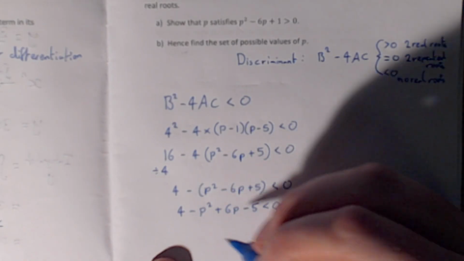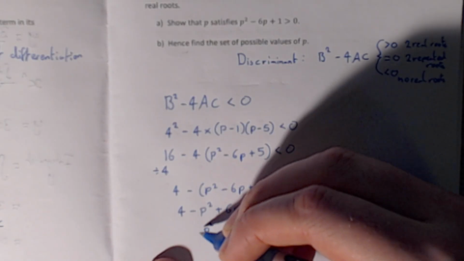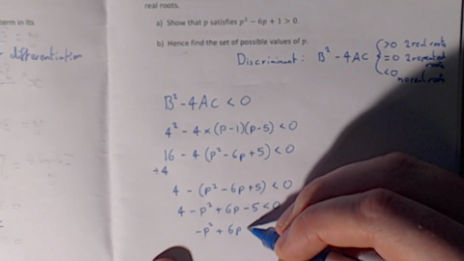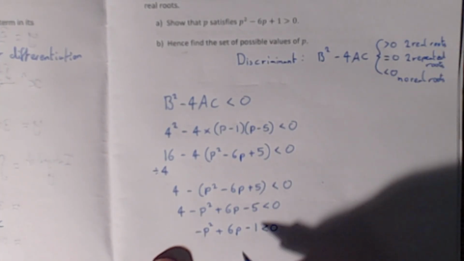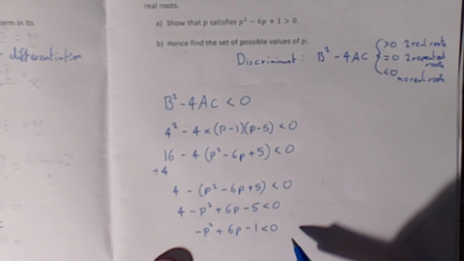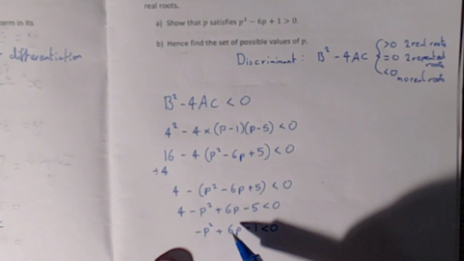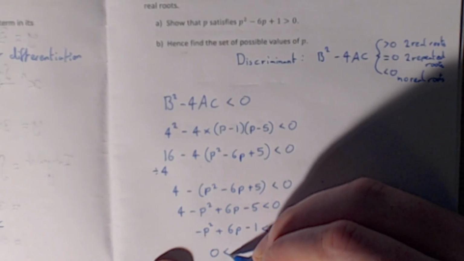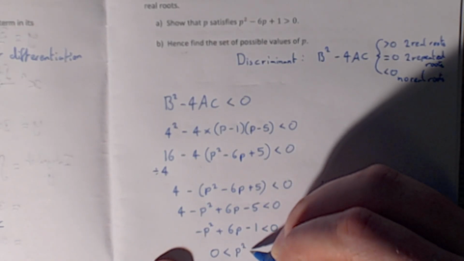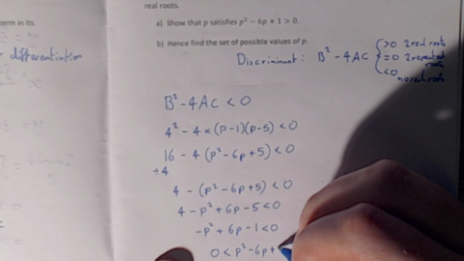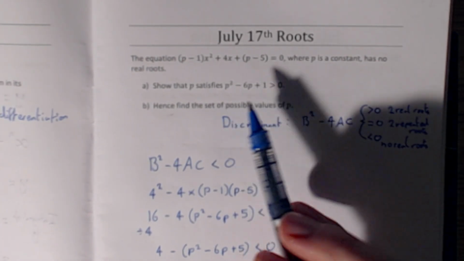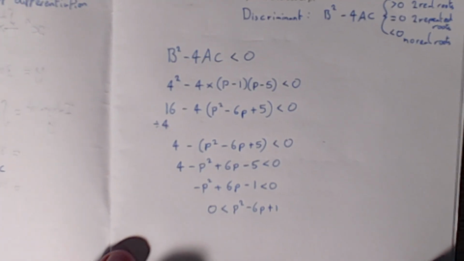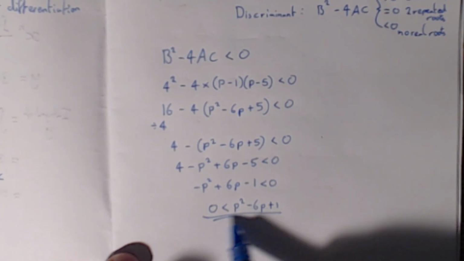Okay, that's going to become negative 1. So negative p squared plus 6p, and 4 take 5 is negative 1, is less than 0. We'll move everything over to the other side, so we'll add p squared, take 6p, add 1. We get left with 0 is less than p squared, take 6p, plus 1, which is what we wanted up here. Okay, so that's part 1 of this question done. Put a nice underline there.